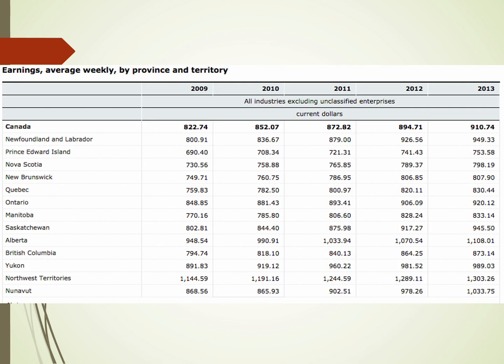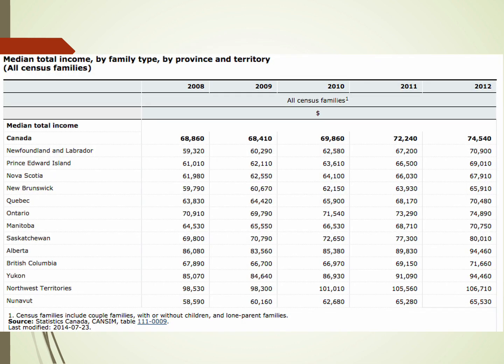Perfect. So here, this is again the average weekly earnings. This is up to 2013, but you can find other sources and find out, for Ontario for example, what the average earning is. In 2013, the average earning in Ontario was $920. Very interesting. Then you can look into the mean total income by family type. In Ontario, you have $74,000 in 2012. From 2008, we had $70,000, $71,000, and then $75,000 in 2012. However, does it follow inflation? Does it follow the increase in the price of housing? These are the questions that we need to ask.